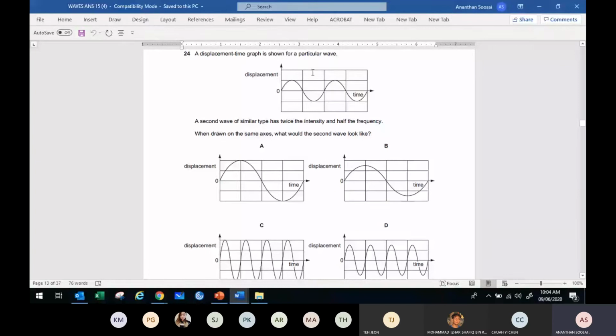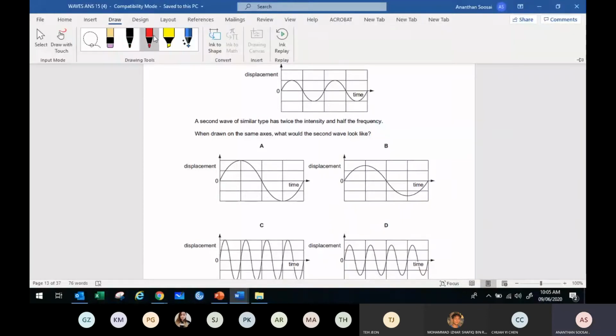So a displacement time graph is shown for a particular wave. A second wave of similar type has twice the intensity and half the frequency, and is drawn on the same axis. What would the second wave look like? Okay, the intensity is twice. Wavelength won't be double, right? Because here the amplitude is 1 box. If the amplitude is 2 boxes, the intensity is going to be how many times? 4 times, right?